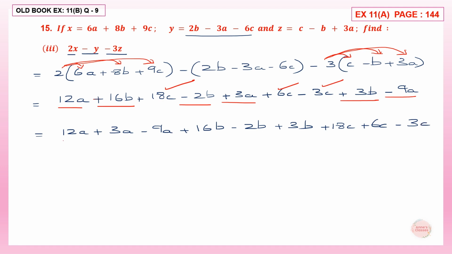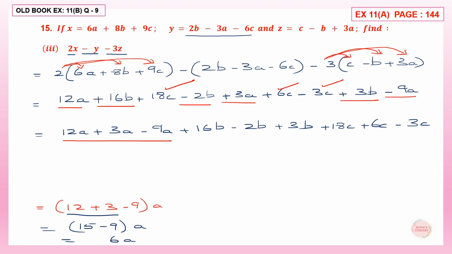Now let's work on all the like terms here. Let's take only the numbers. So that will be 12 plus 3 minus 9 and a. Add the numbers with the same sign, 12 plus 3. 12 plus 3 is 15. 15 minus 9 is 6. So that is 6a.